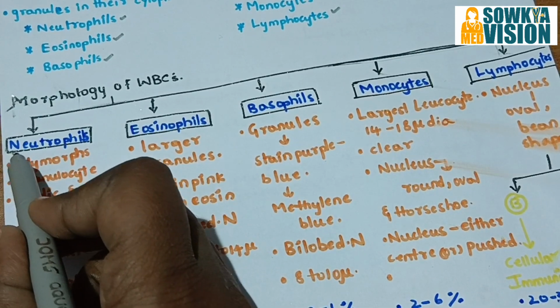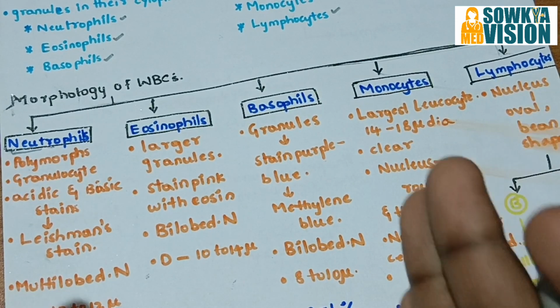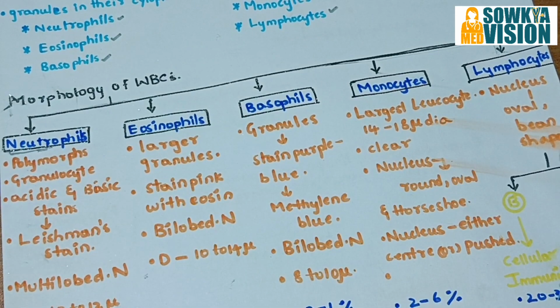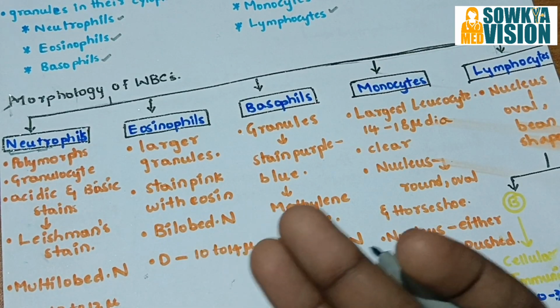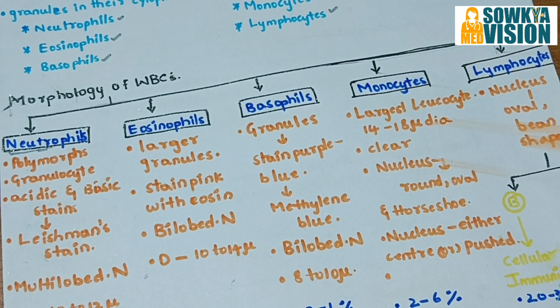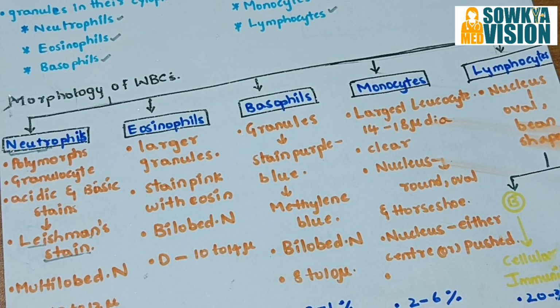Neutro means what? It is not acidic, it is not basic, so it is present in between, right? Hence it is known as neutro. The cell which stains both acidic and basic is known as neutrophil. Here the neutrophil takes both acidic stain and basic stain by a staining known as Leishman's stain.